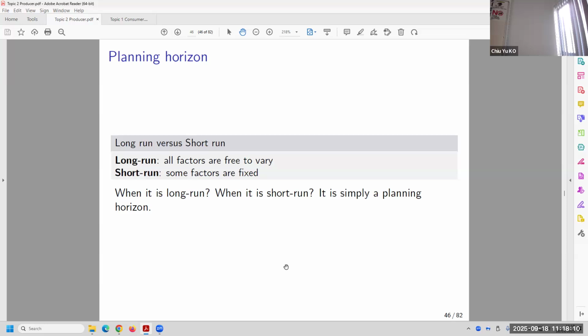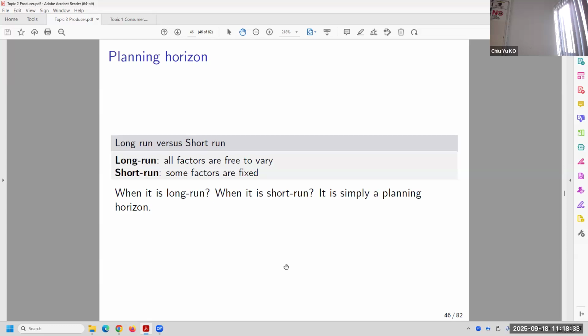But what is long run? Short run maybe days, maybe a week, and long run maybe years, but that's not the accurate description. Short and long run is just planning horizon. It simply means what they're thinking: are all the factors of input something we can change or not?